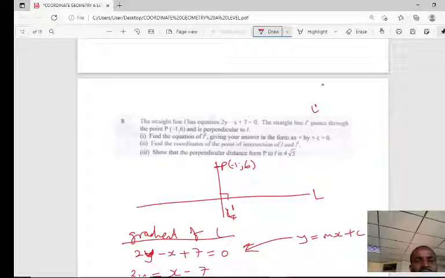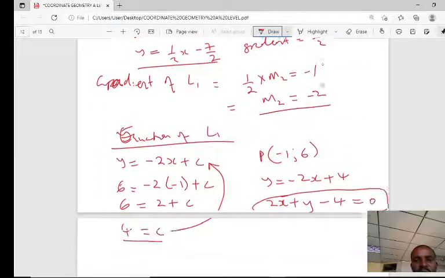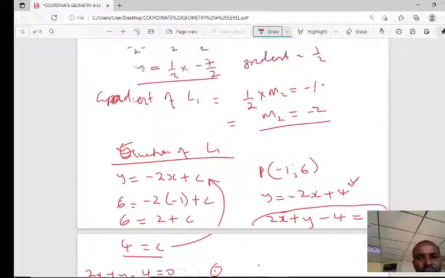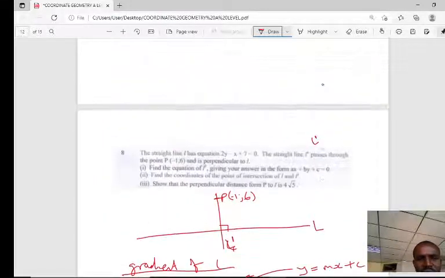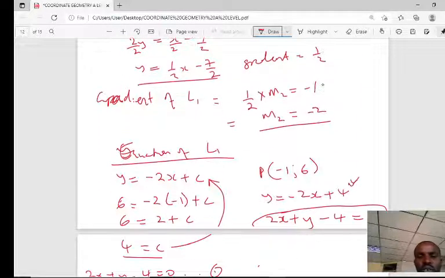The next part is to find the coordinates of the point of intersection of L and L1. To find the point of intersection, you equate the two equations. We have two equations here. Equation 1 is 2x plus y minus 4 is equal to 0, and equation 2, the equation of the line L, is 2y minus x plus 7 is equal to 0.